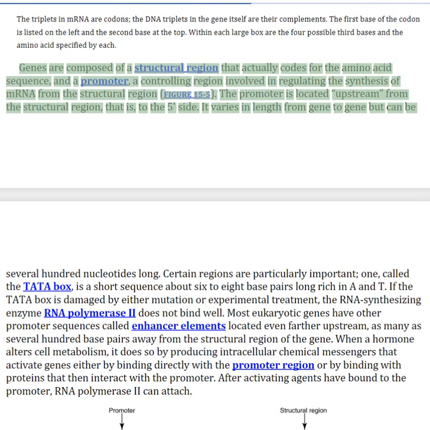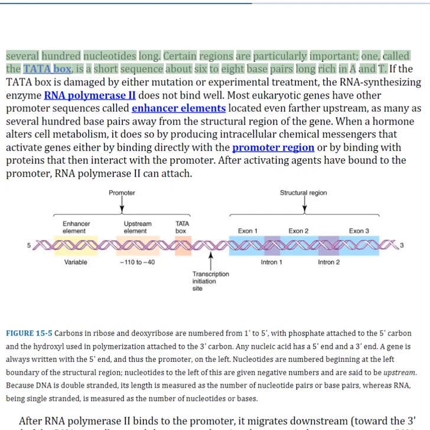Genes are composed of a structural region that actually codes for the amino acid sequence, and a promoter, a controlling region involved in regulating the synthesis of mRNA from the structural region. The promoter is located upstream from the structural region, that is, to the 5-prime side. It varies in length from gene to gene but can be several hundred nucleotides long.